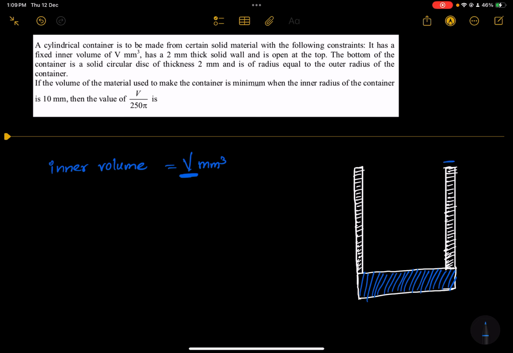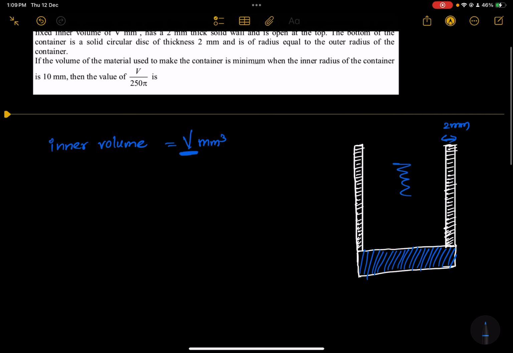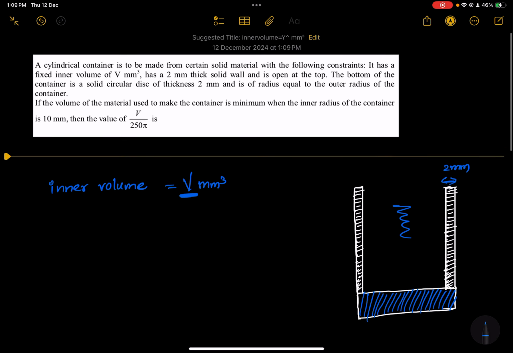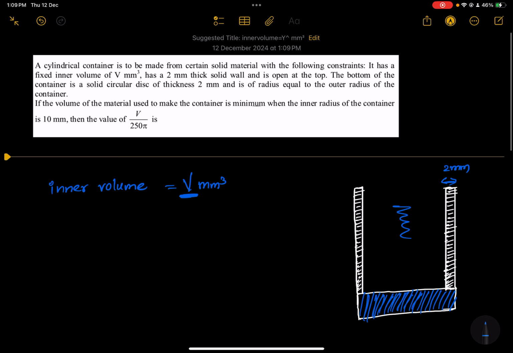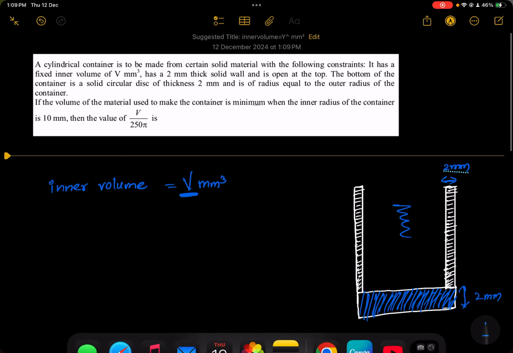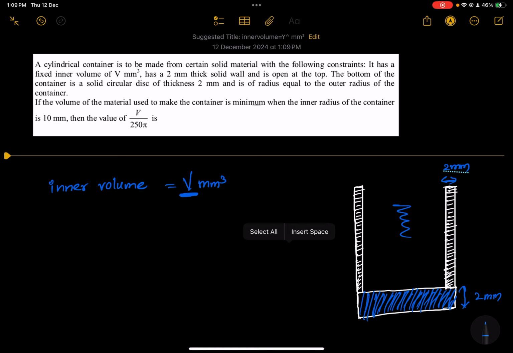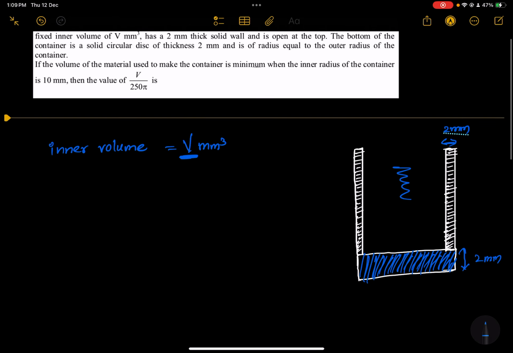I made the diagram here. So this is the inner volume, and this is the thickness of the outer wall, 2 mm, and it is open at the top, and there is nothing at the top, so it is open. The bottom of the container is a solid circular disc of thickness 2 mm. So this blue part is the disc. It has a thickness of 2 mm, and is of radius equal to the outer radius.